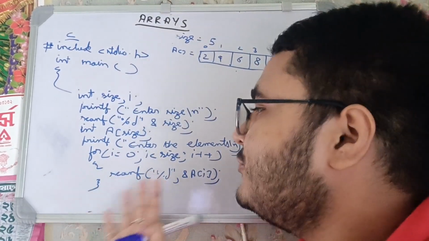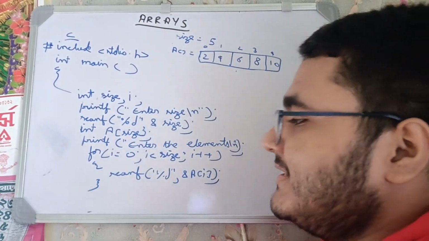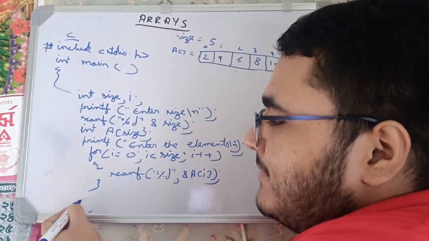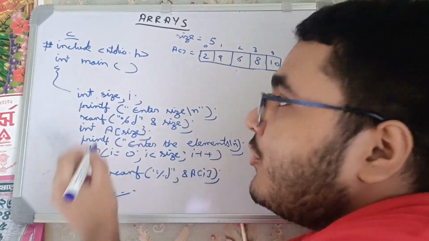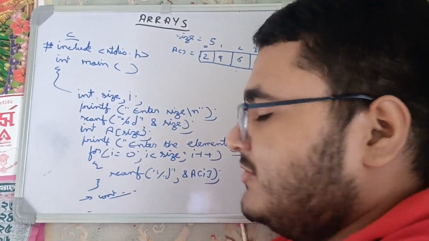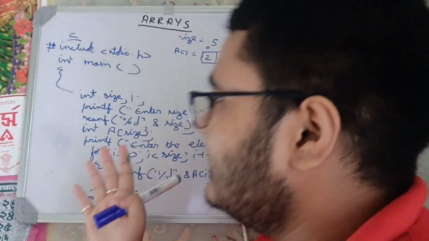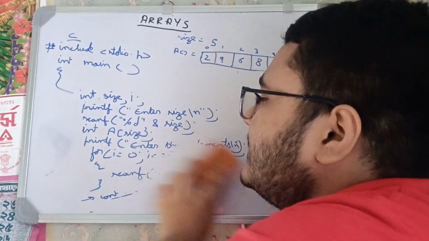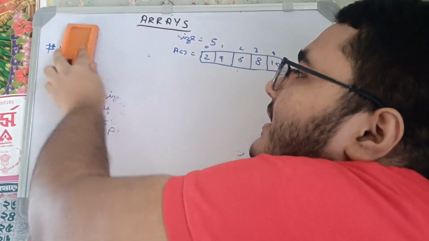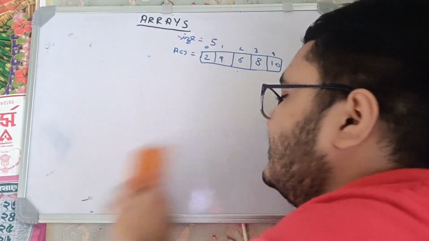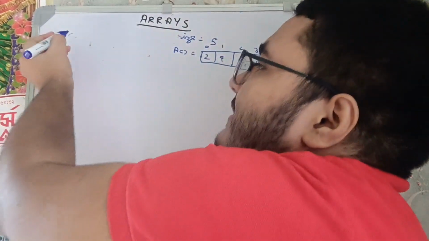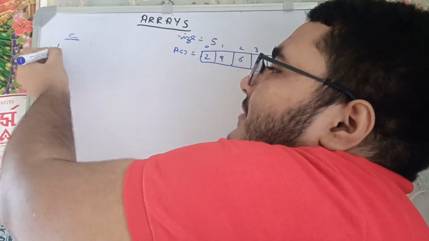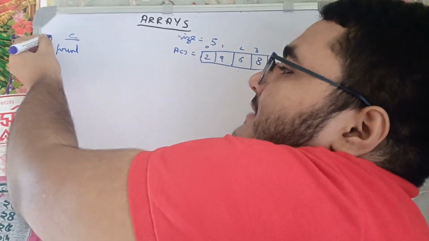That's all. Now you need to print the elements. So I will be continuing just after this. I am erasing this portion. Whatever I write now will be a continuation after this. So see, now printf. So this is the continuation.